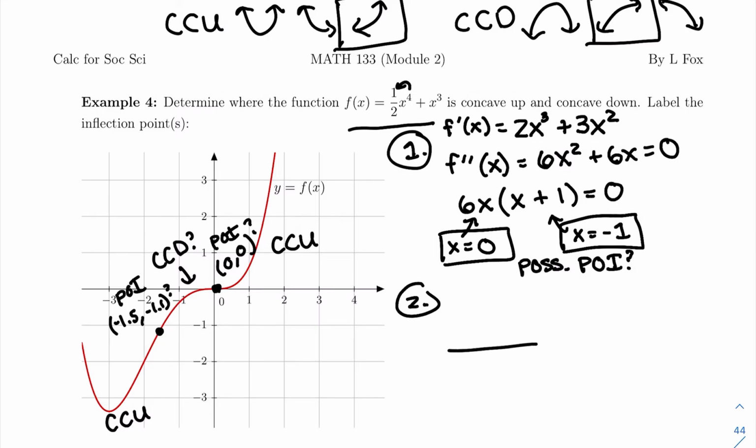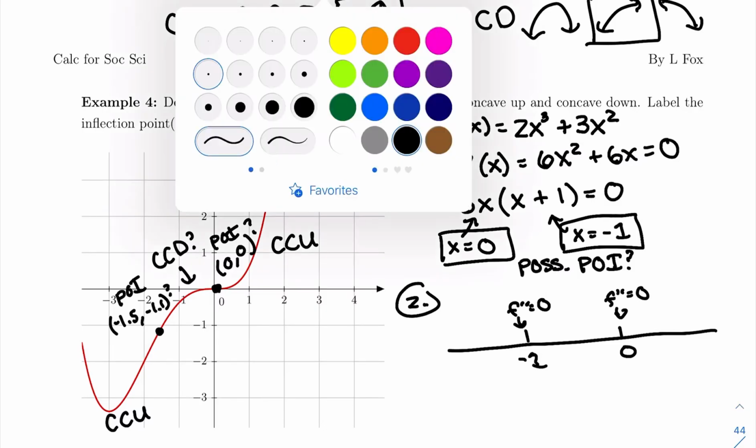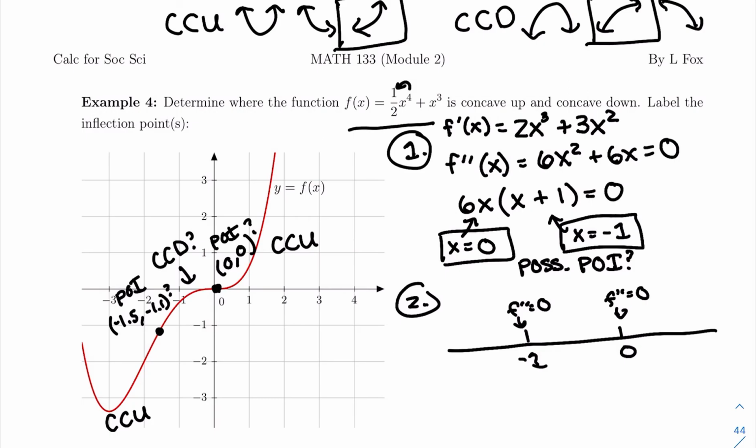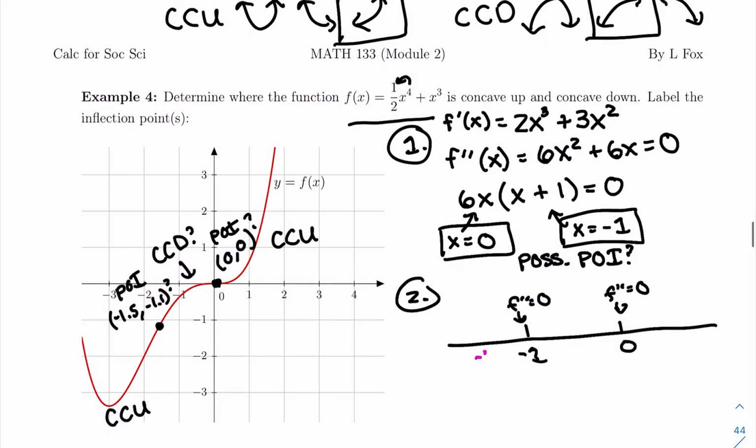So we'll put it on our sign chart. -1 and 0. They're special. They make the second derivative 0. So I'm going to label them. They might be inflection points if concavity also changes there. I'm going to switch out my colors here and do some random test values. So I'm going to test -5 maybe, just to be a little bit different.